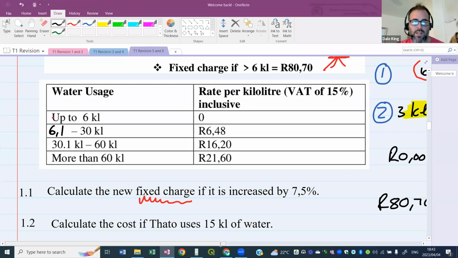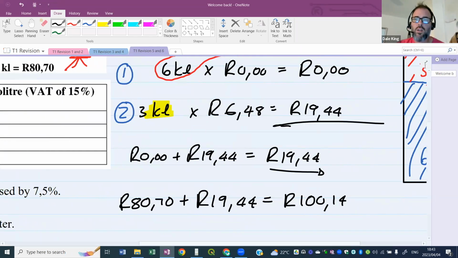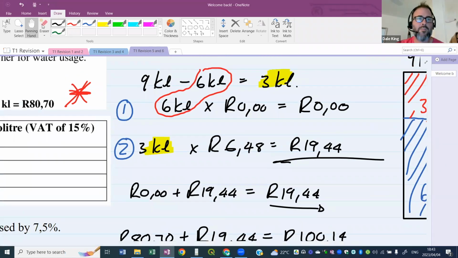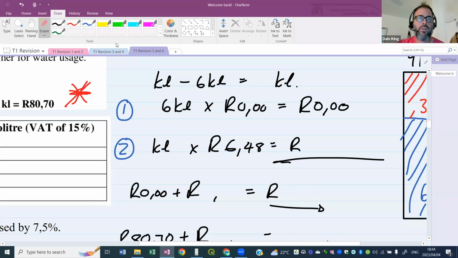All right, let's have a look. 15 kiloliters. Now I'm going to go back to my same calculations here, because the method is exactly the same. Instead of 9, I'm going to put 15, which means that this will change. Which means that that will change as well. This will also change. Let's remove that and that. So let's just redo our calculations, but with 15 here.